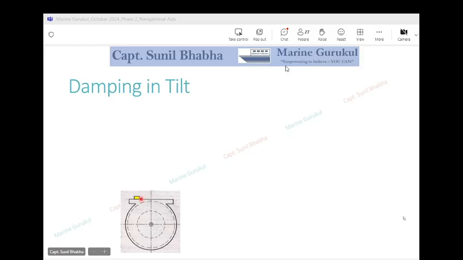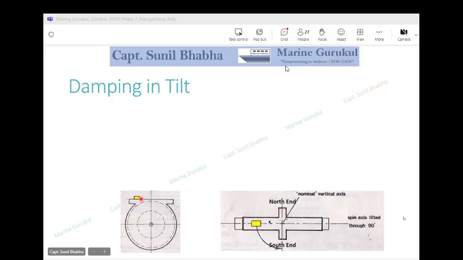Now, this is where the critical part of damping begins. So please pay your attention to understand this particular part. If you understand this one slide, the damping fundamental or the damping principle will be very much clear in your mind.